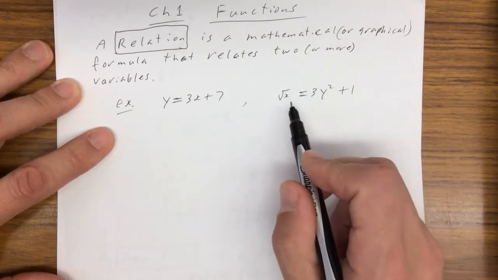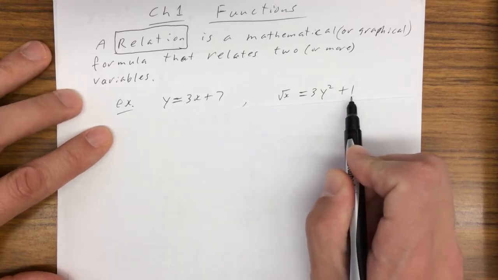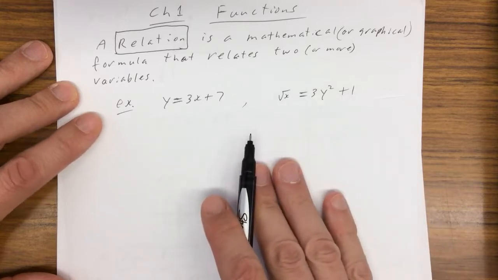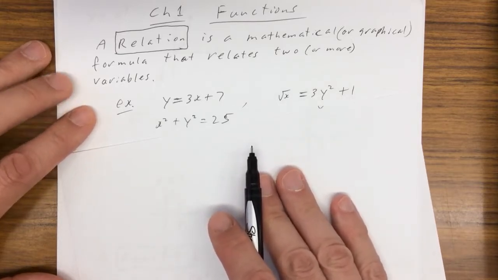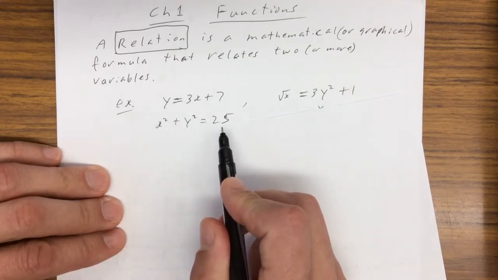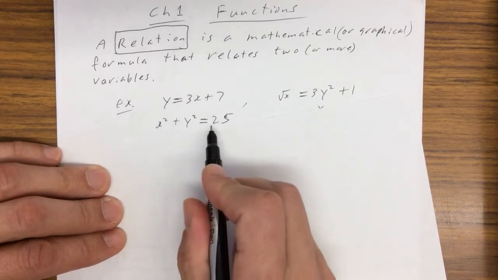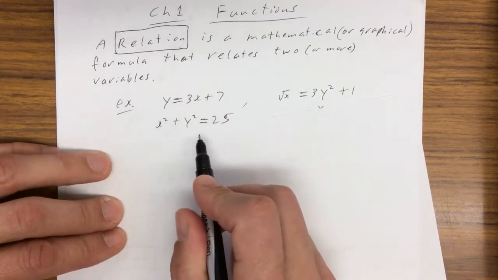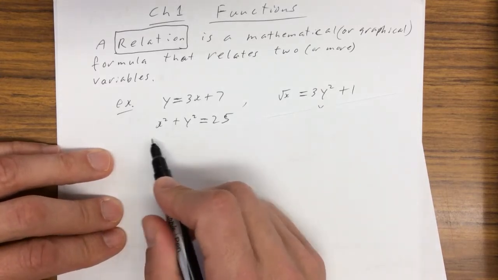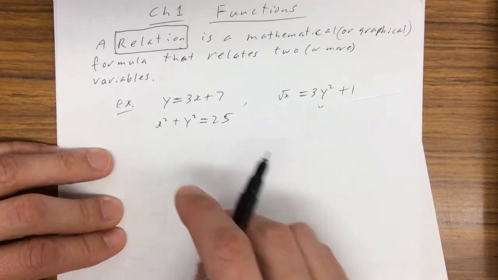Another relation is the root of x equals 3y squared plus 1. So that's a relation. Okay, it's a mathematical formula. Here is another relation. So x squared plus y squared equals 25. This is the equation of a circle. And the circle has a radius of 5. So this is a mathematical relationship between x and y. You can choose a y value, solve for x. Choose an x value, solve for y. And they end up being points on a circle.